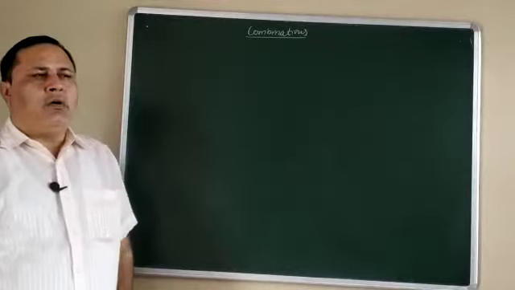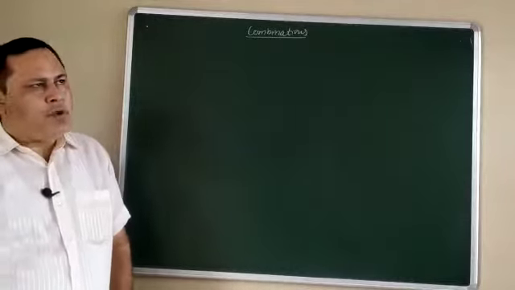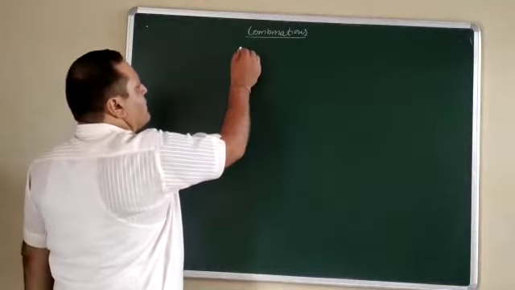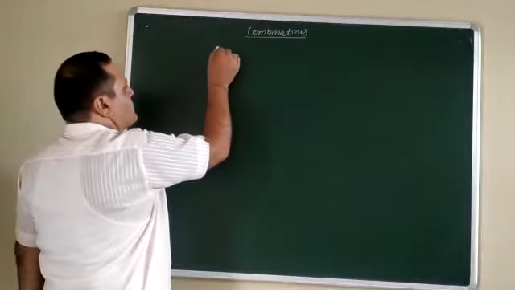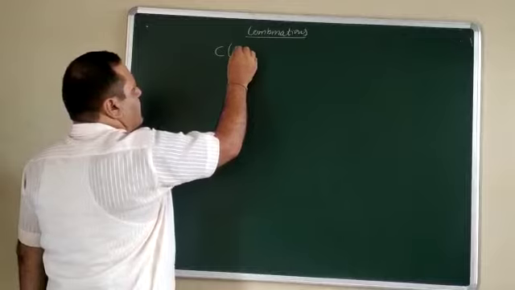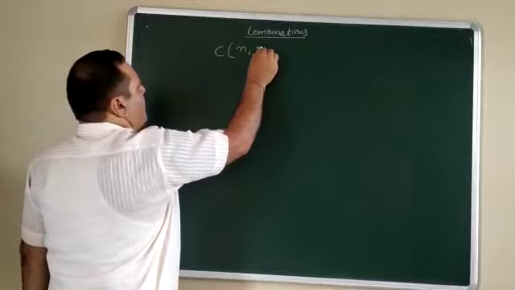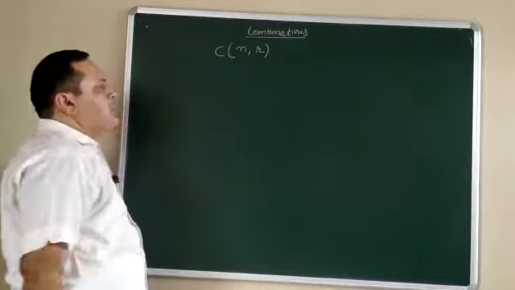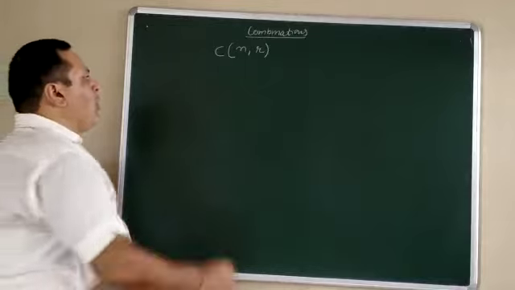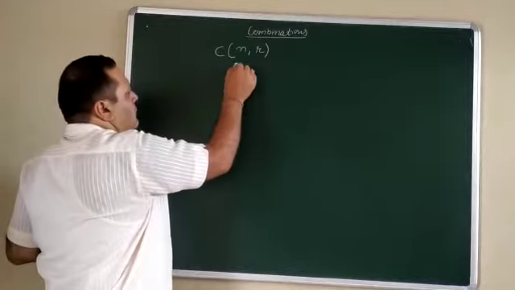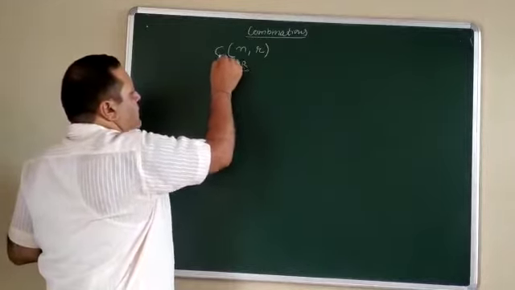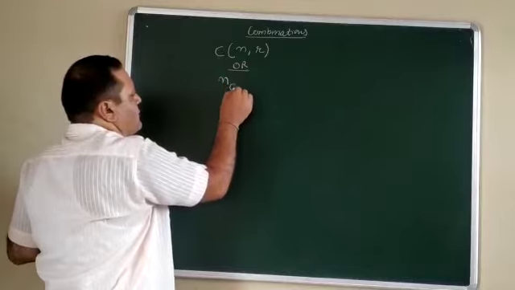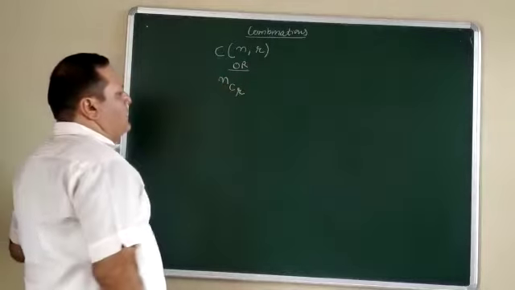Now see, how can we represent the combination? The combination can be represented with the help of C, and inside it is n, comma r. This is the representation of combination. Or combination can be represented as nCr in this way.